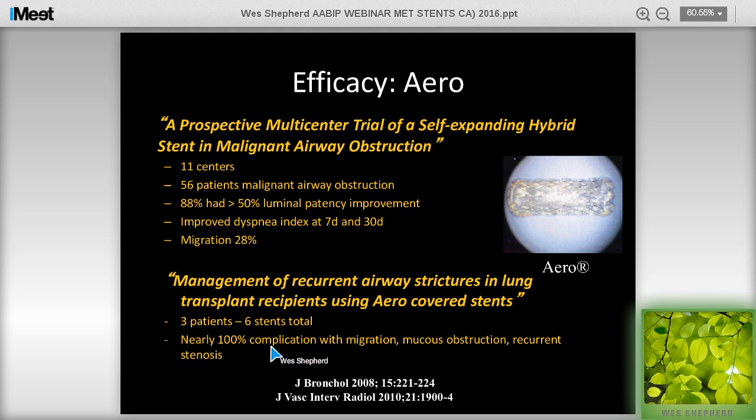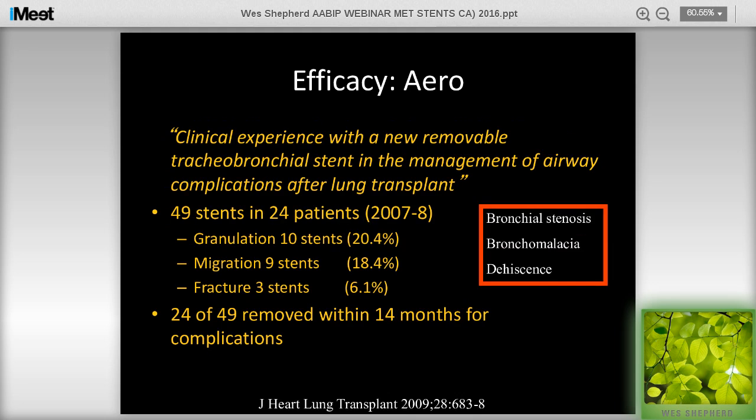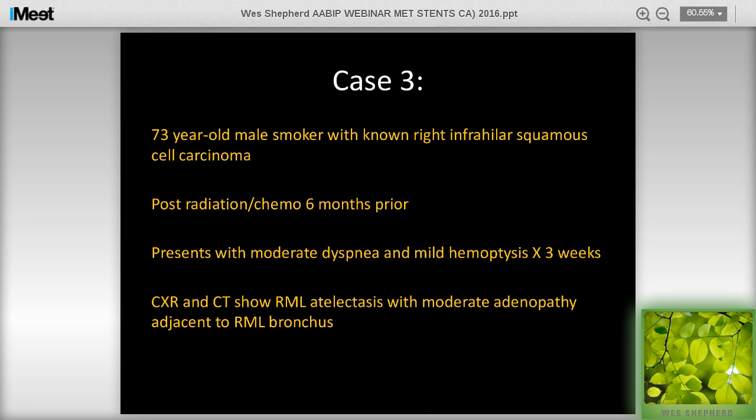This was just a small case series of three patients who were lung transplant recipients. And the University of Florida group published a larger series of Aero stents in patients with airway complications after lung transplant, specifically stenosis, malacia, or actual dehiscence, 49 stents in 24 patients, with a little bit higher granulation rate and higher migration rate than you might expect to see in non-malignant conditions. I know this isn't a malignant study, but this is one of the only other papers really published with the Aero stent. So the 3 papers I've showed you are about the only 3 publications of significant case series of the Aero stent in the literature.